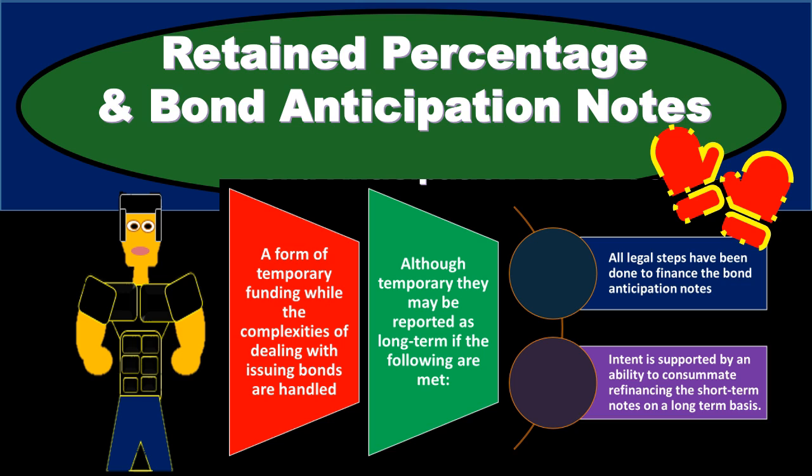Then we have the typical funds that we might be dealing with. One, capital project fund. Two, debt service fund. When we think about the capital project and debt service fund, those are going to be governmental funds, therefore on a modified accrual basis, as opposed to the government-wide activities on the accrual basis. Keeping that in mind, let's first talk about the retained percentage.